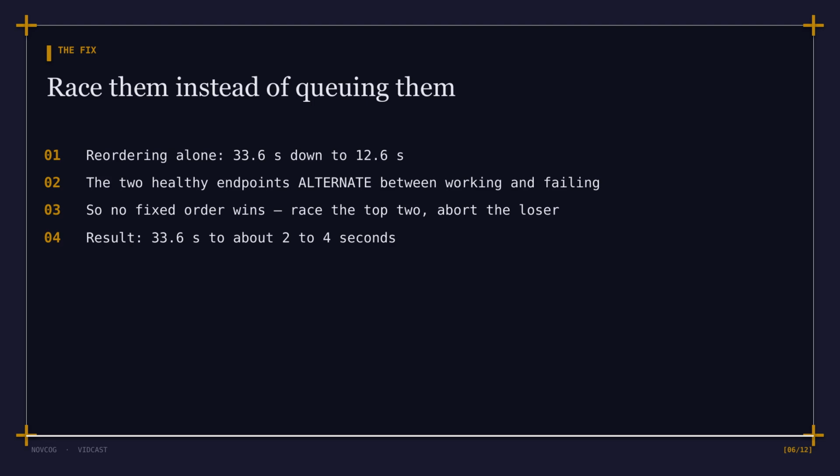So instead of queuing them, I race the top 2 in parallel and abort the loser the moment either one answers. 33 seconds became 2 to 4. I capped the race at 2 deliberately because this is a free volunteer service and every extra racer is duplicated load on someone else's donated hardware.